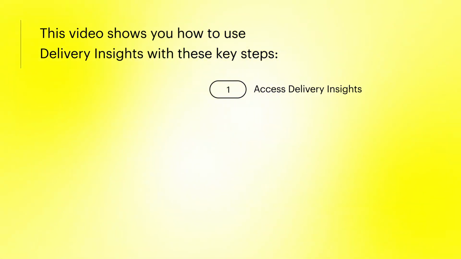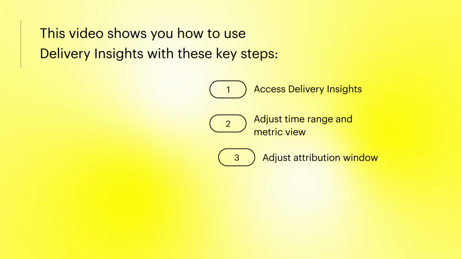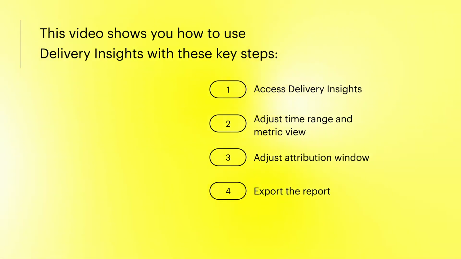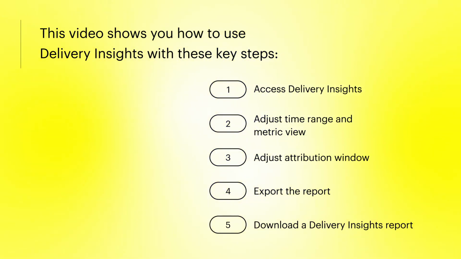1. Access Delivery Insights. 2. Adjust time range and metric view. 3. Adjust attribution window. 4. Export the report. And 5. Download a Delivery Insight report.